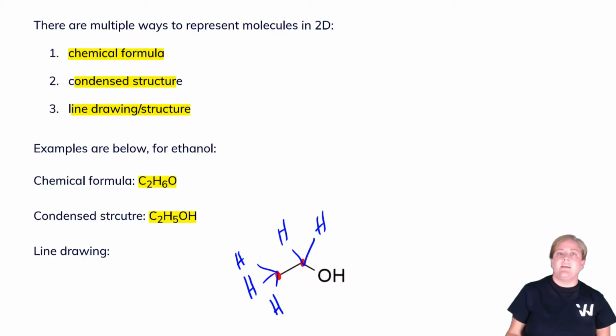So, 3 main ways to draw in 2 dimensions. The chemical formula, which is pretty uninformative but good for balancing equations. The condensed structure, which can give you a feel for the functional group present. And the line drawing, where again each point represents a carbon, and carbon likes to make 4 bonds, so you may need to saturate it with hydrogens.